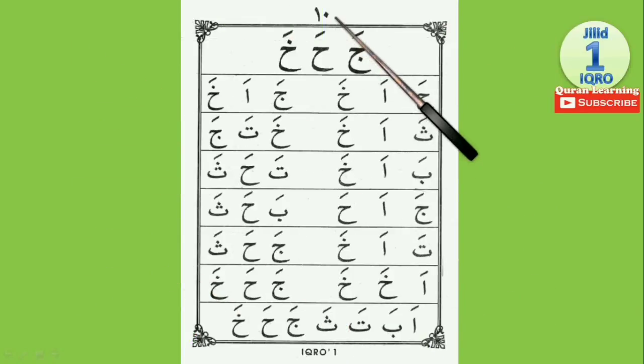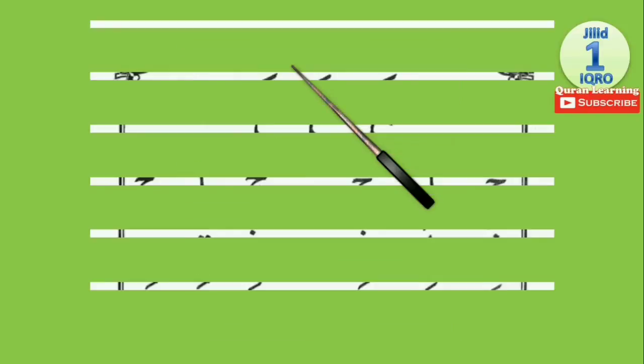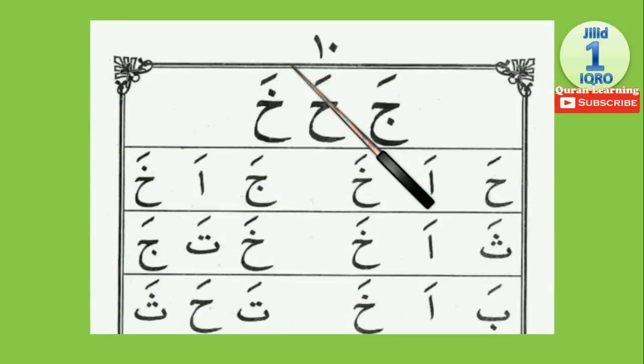10. We have one new letter. Kha. Kha. Ja, ha, kha. Let's recite ta'awud and basmalah together. A'udzu billahi minasyaitonir rajim. Bismillahirrahmanirrahim.